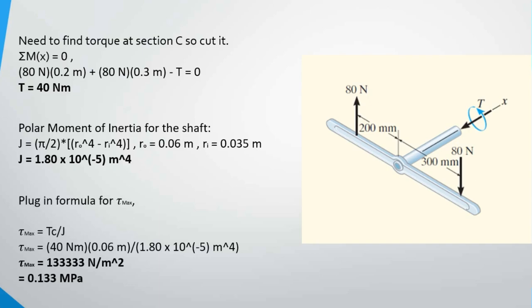So now we have everything. We just got to plug in our values into the formula to get the max shear stress. Again, C has to be the distance from the x-axis, or the center of the shaft, to the outer surface of the shaft, which is 0.06 meters. Plugging all these values in, TC over J, we get tau max to be 133,333 newtons per meter squared. And we can convert that, and our final answer for max shear stress is 0.133 MPa.